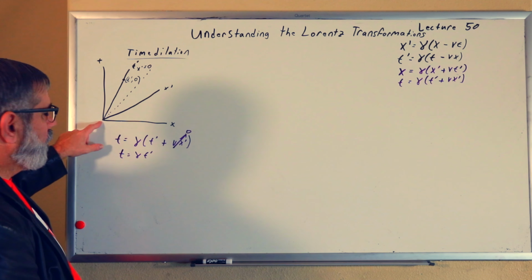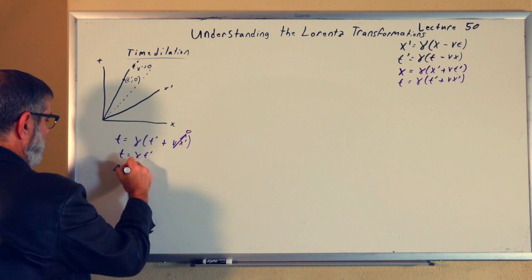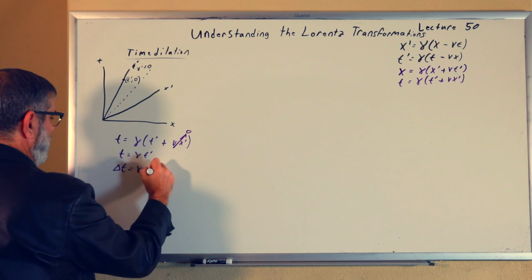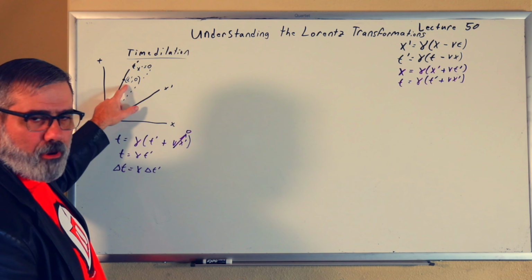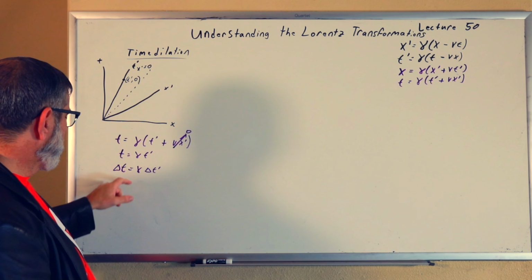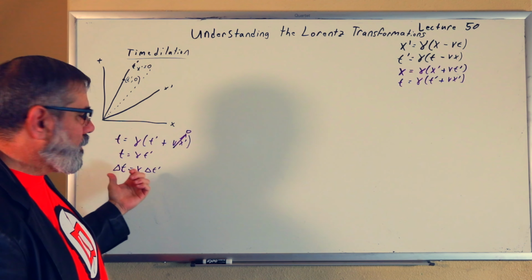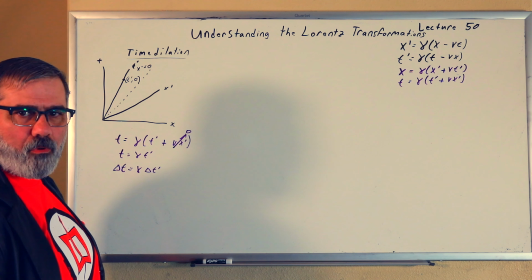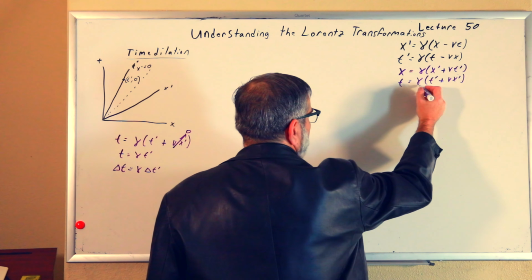t at the origin is equal to 0, and so is t prime. And so for that reason, we can write this as delta t equals gamma delta t prime. Okay? So it's the time interval that has taken place from the origin, t prime equals 0, to t prime. And so this is a delta t in terms of this delta t prime. And that's just the regular time dilation that we explored previously. And if you look, you see that it corresponds to this term right here.